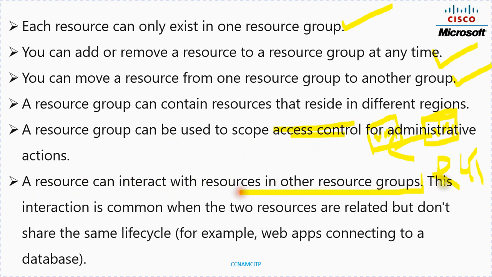Now, a resource can interact with resources in other resource groups. They can communicate. This interaction is common when the two resources are related but do not share the same lifecycle, for example, a web app connecting to a database. You should make a note of this much only: resources can interact with resources in other resource groups. They can communicate, they can interact, that much is sufficient.